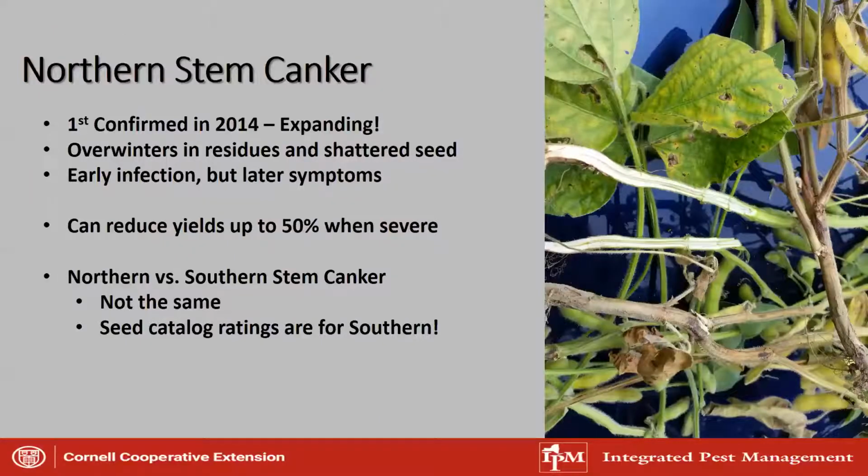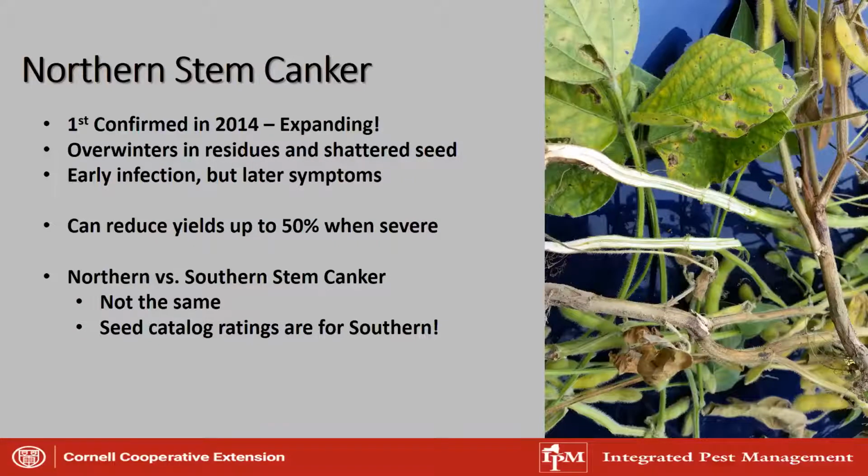So let's start with one of these, northern stem canker. You see here in the photo that the leaves there at the top, that's that typical interveinal chlorosis, which someone might say, hey, that's sudden death syndrome, when in fact it is not. This is northern stem canker. This was first confirmed in New York back in 2014. And since we first confirmed it, we have been seeing it expanding a lot across the state, out in Western New York and Central New York. Here in Tompkins County, we seem to be a hot spot for it, and some of the fields around here just get hammered with it.